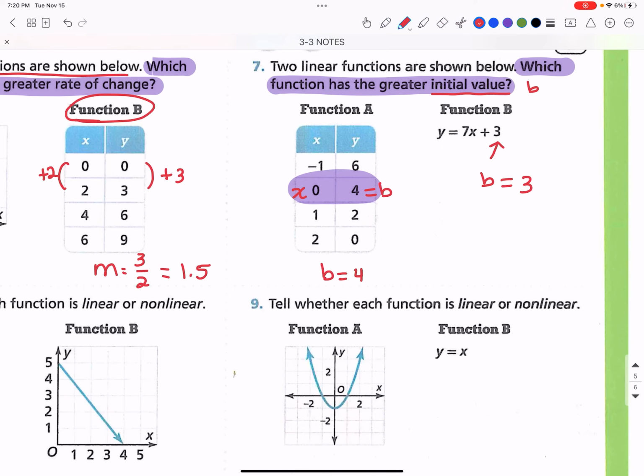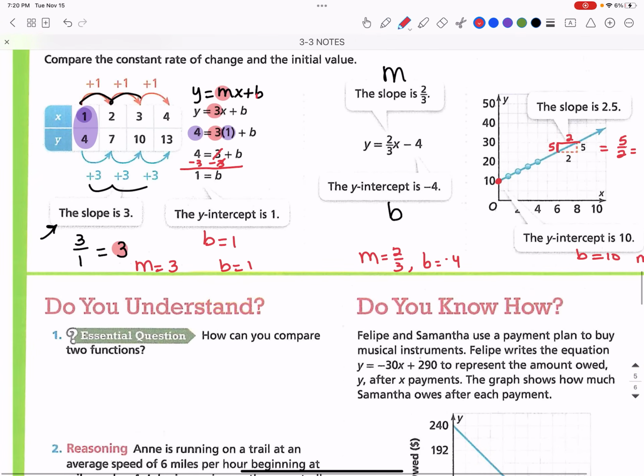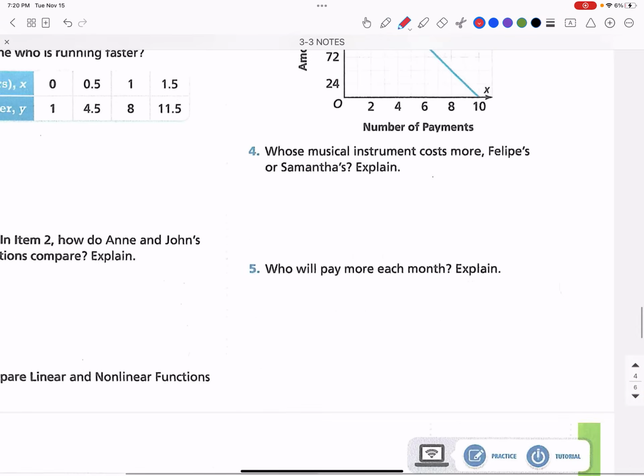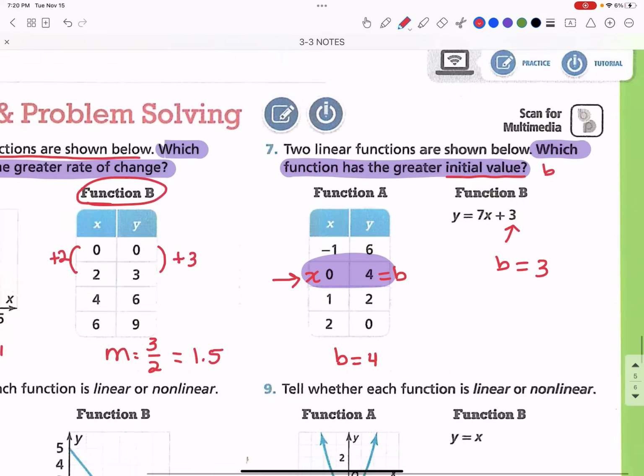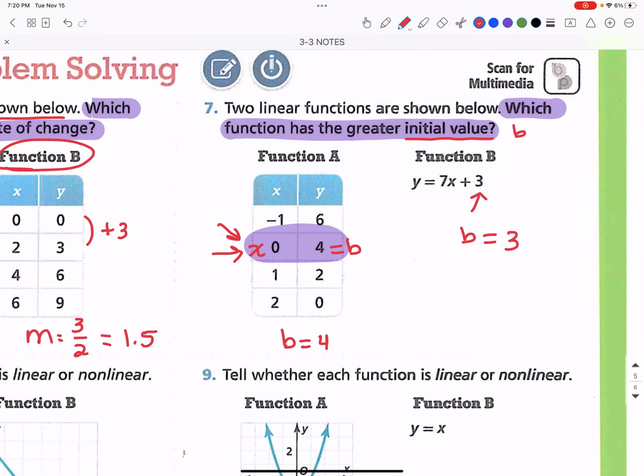Now if they didn't give you this x of 0, you would have had to find the slope, pick one of the 2 points, plug it into y equals mx plus b, and solve for b like we did over here, right? But because they gave you this gift right here, anytime x is 0, that's your b. So which linear function has the greater initial value, or the greater b? The answer here would be function A.